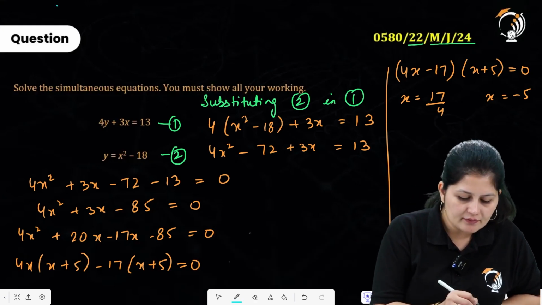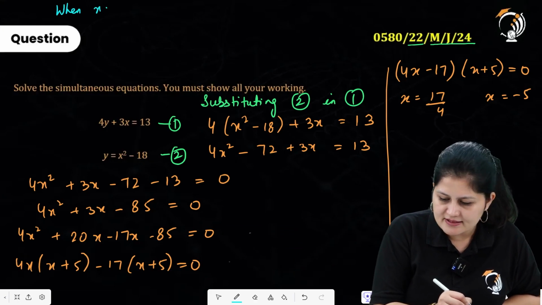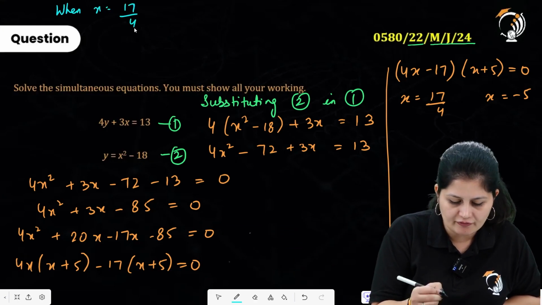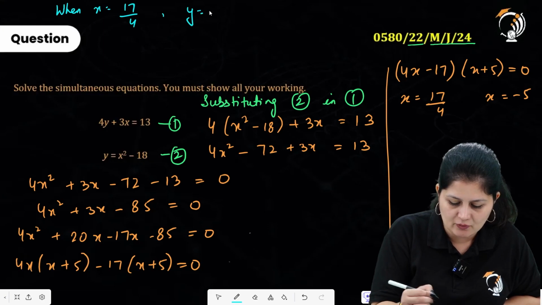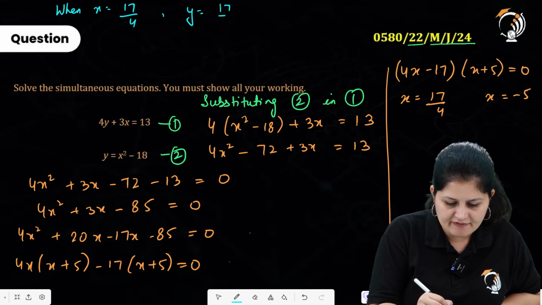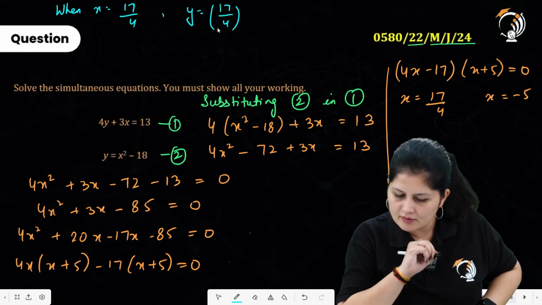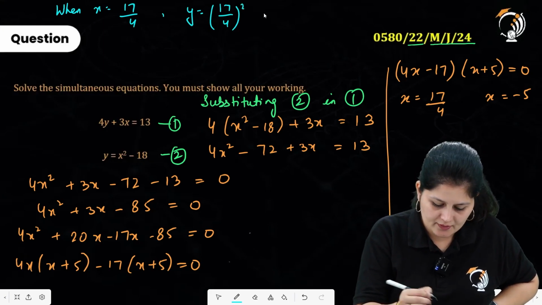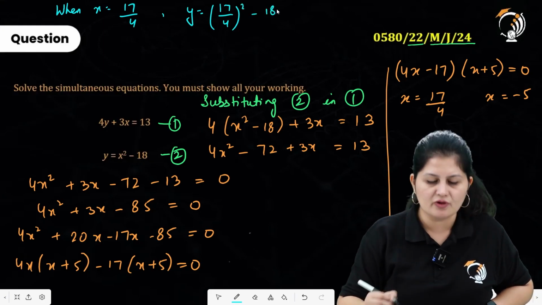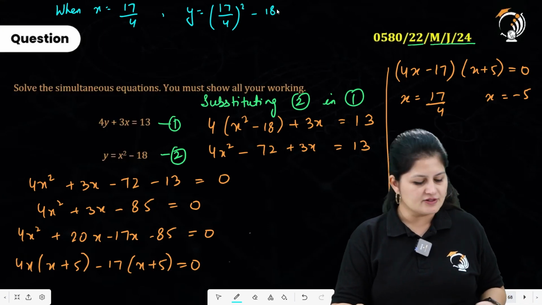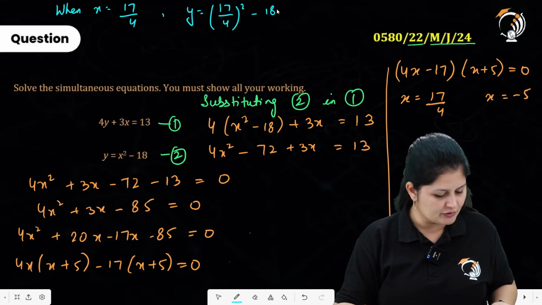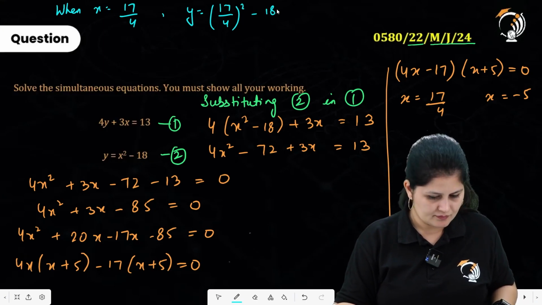So when x is equal to 17 over 4, in that case y is equal to 17 over 4 square minus 18. That is what we are going to get here, right? Let's do the calculation. What are we going to get after doing this?